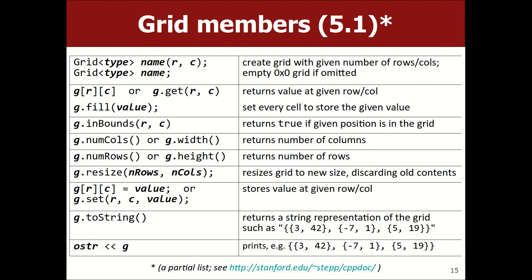Mostly you create one of a given size and you access the indexes. But there are also some helpful methods, like an inbounds method. You're asking, is this index within the boundary of the grid or not? If you access an index out of bounds, it'll crash your program with an error message. We'll throw an exception. You can ask for the number of rows and columns. You can resize the grid. You can print the grid out. There's lots of fun stuff you can do with grids.